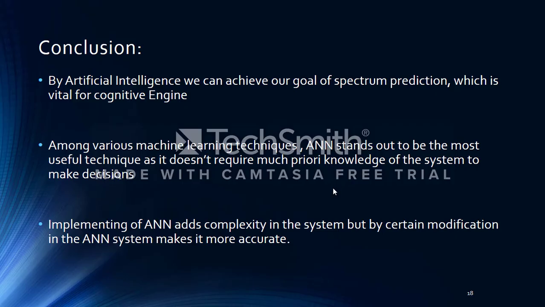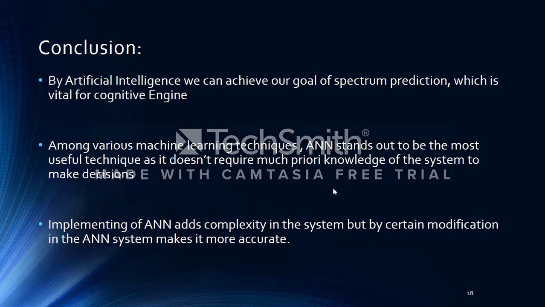Conclusion: by artificial intelligence, we can achieve our goal of spectrum prediction, which is vital for the cognitive engine. Among various machine learning techniques, artificial neural network stands out to be the most useful technique as it does not require much prior knowledge of the system to make decisions.